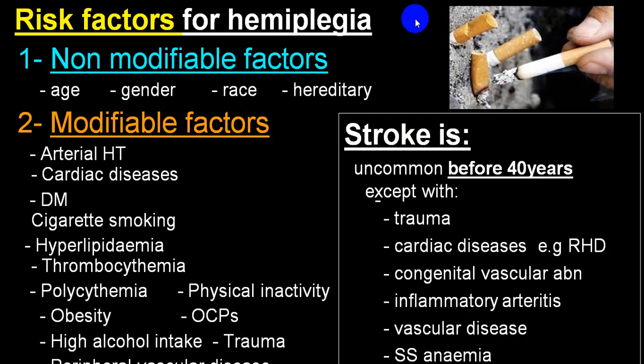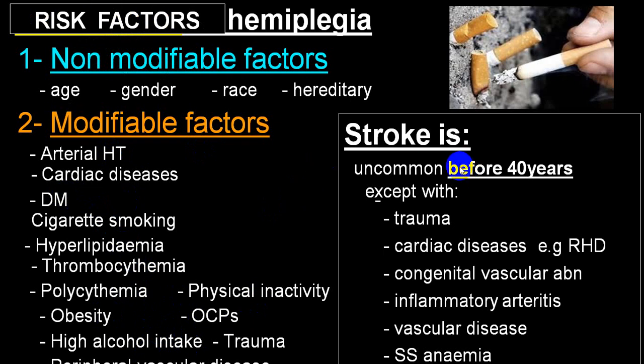As far as thrombotic and embolic episodes are concerned, the most common cause is atherosclerosis, where we get non-modifiable and modifiable risk factors. We have discussed this enough in the cardiovascular system also. Non-modifiable: age, gender, race and hereditary, while modifiable: hypertension, diabetes, cigarette smoking, hyperlipidemia, thrombocythemia, polycythemia, obesity, oral contraceptive pills, physical inactivity, alcohol, peripheral vascular disease, etc. Stroke is uncommon before 40 years except with trauma, cardiovascular disease, congenital vascular abnormality, inflammatory arthritis, vascular disease and sickle cell.